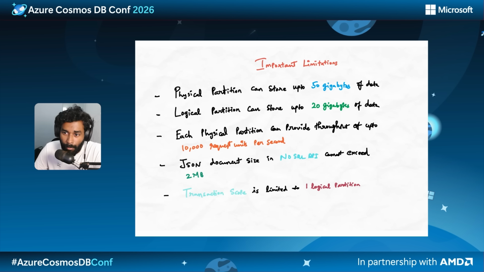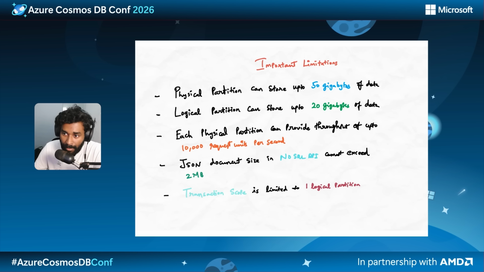Now, let's talk about some important limitations you should be aware of when working with Azure Cosmos DB. These limits are not necessarily bad. They actually exist to help Cosmos DB maintain performance and scalability.